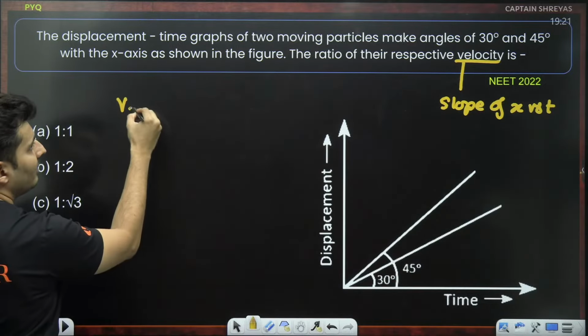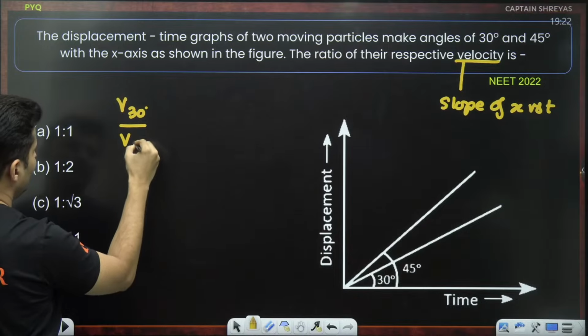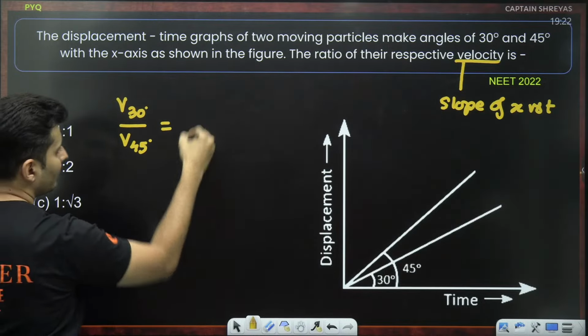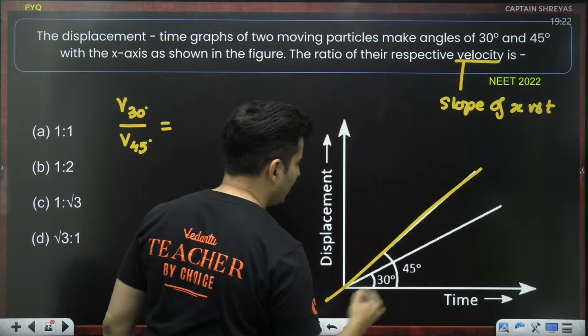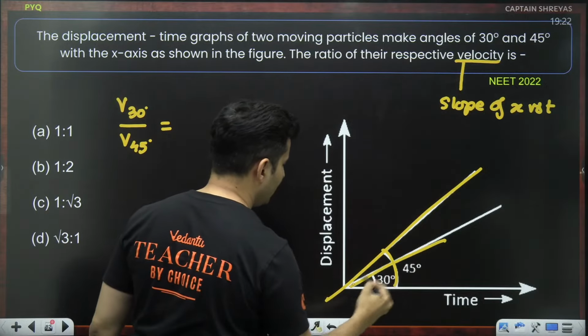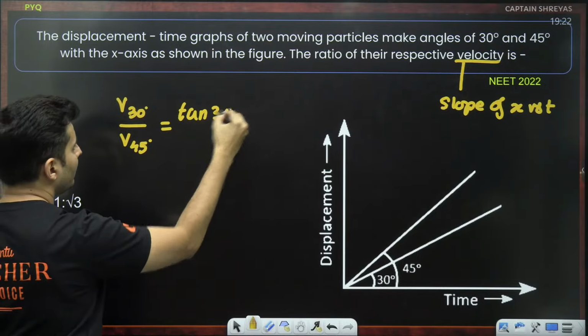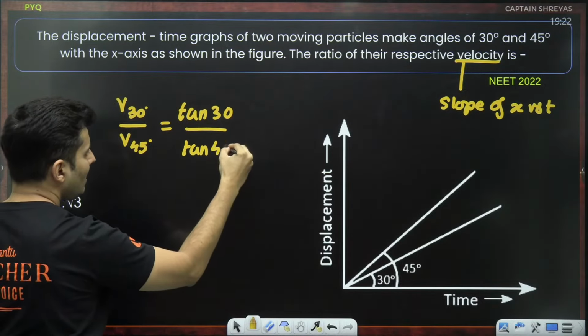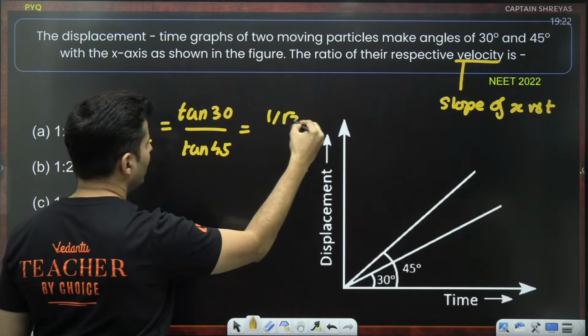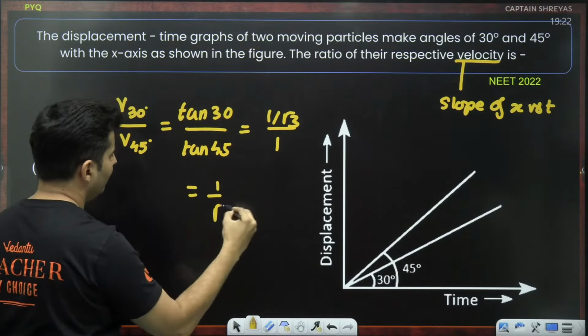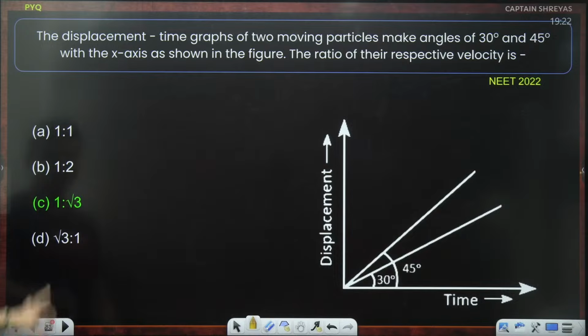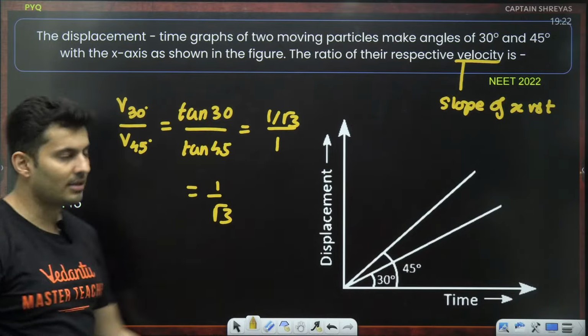So velocity for 30 degrees upon velocity for 45 degrees. Just see, this is the tangent, this is the angle. So tan theta by tan theta. So this will be tan 30 by tan 45. Tan 30 is 1 by root 3. Tan 45 is 1. So the answer will be 1 by root 3. So 1 is to root 3 will be the answer, which is C for Captain Shreyas.